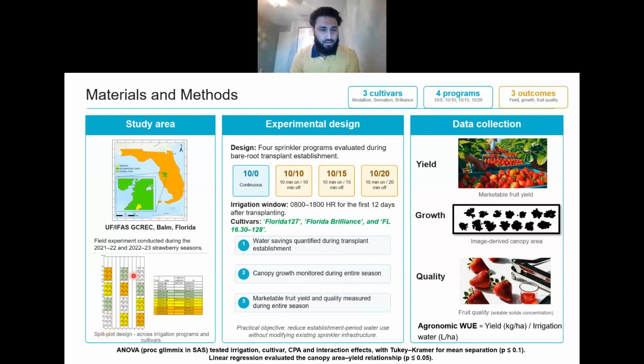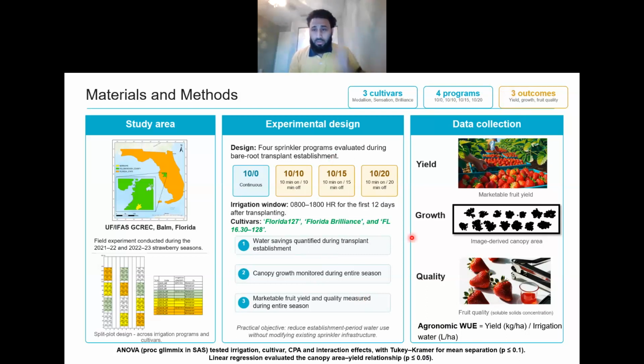You see these white color plots, they are where the water is on all the time. Green color plots where water is on for 10 minutes, off for 10 minutes. Yellow color means 10 minutes on, 15 minutes off, and orange color means 10 minutes on and 20 minutes off. So now we have four irrigation programs.